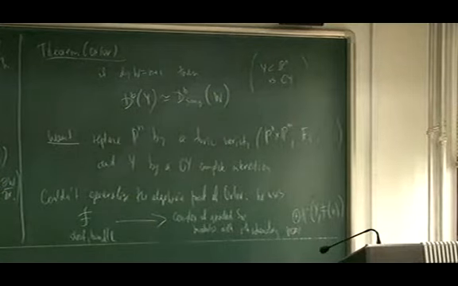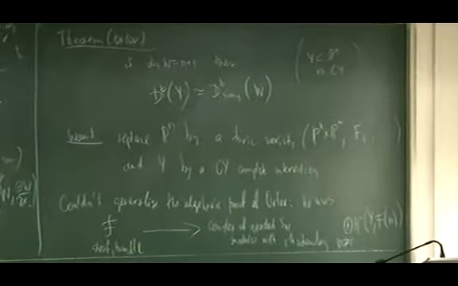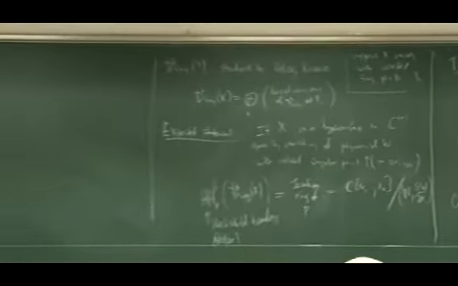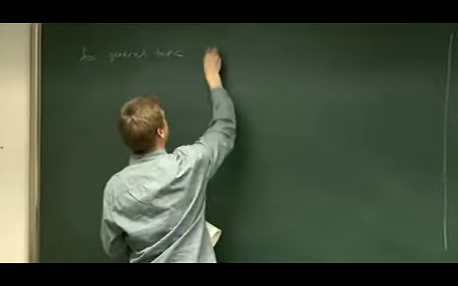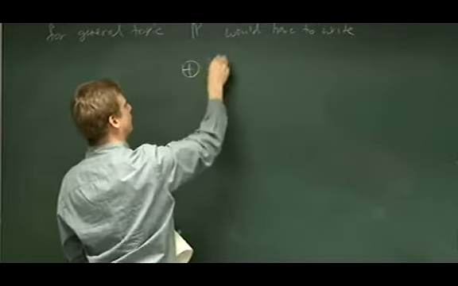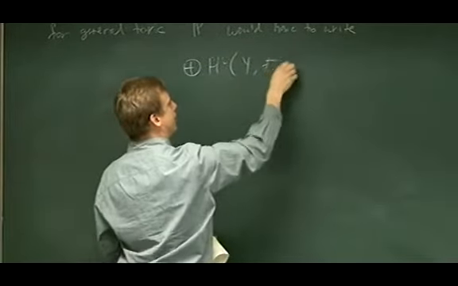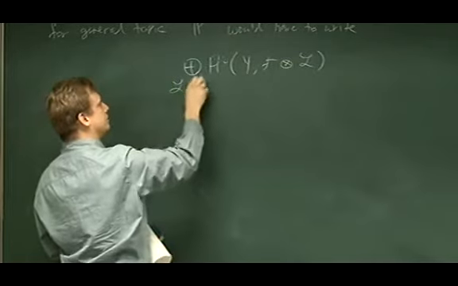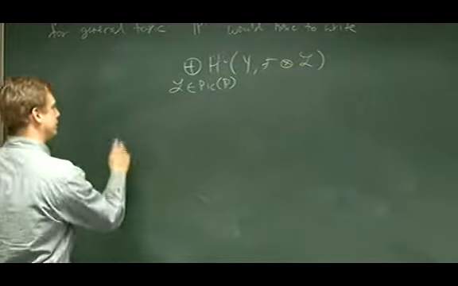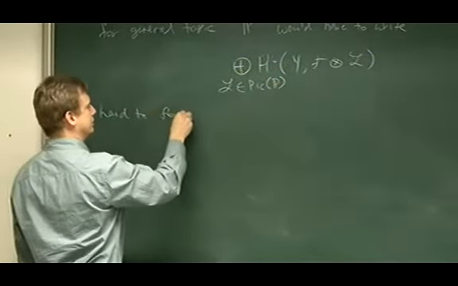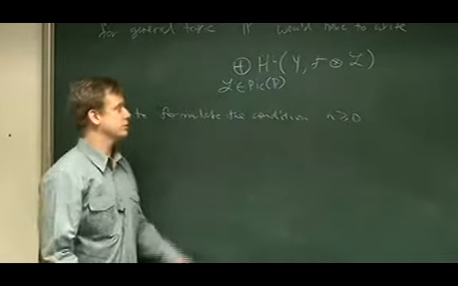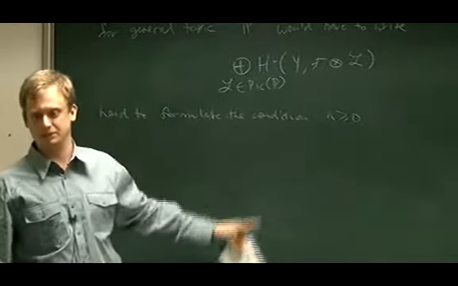Now, for a general toric P, we would have to write the direct sum of cohomology on the hypersurface or complete intersection of F tensored by L, where L runs through all possible line bundles in the group of line bundles on P. But it's hard to formulate the condition that n is greater or equal to 0, which ensures that this direct sum is somehow finitely generated, well behaved in some sense. That will become clear.